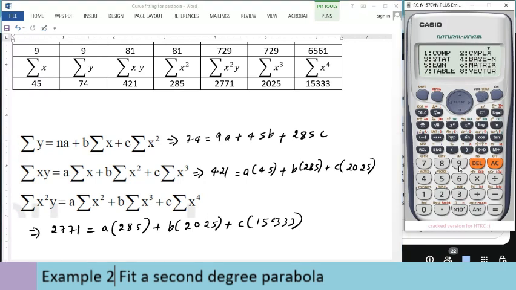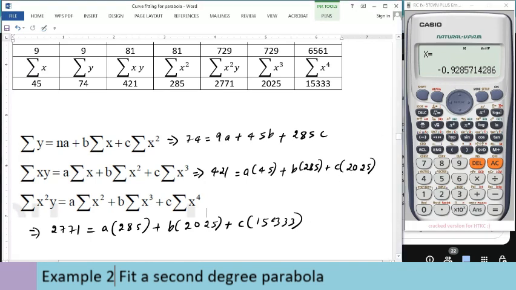Go to mode setup, equation 5 and 2. We get 3 rows, 1 by 1 and substitute 9. Next we have 45, 285 and last is 74 equal to. Okay, second I'm going to take 45 equal to 285 equal to 2025 equal to 421. Okay, last one I'm going to take last equation 285 equal to 2025 equal to 15333 equal to last one is 2771 equal to.